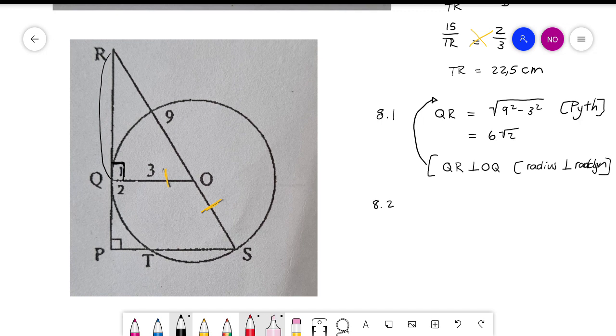Okay, for 8.2, I'm just going to fill the 3 in there because we're going to use it. They asked for the length of QP. Remember, we have this one now. 6 root 2. Okay, so if I had a set of parallel lines there, I could have said that QR over QP is equal to RO over OS. Line drawn parallel to one side of the triangle. But I don't have a set of parallel lines. So wat moet ek eers doen?